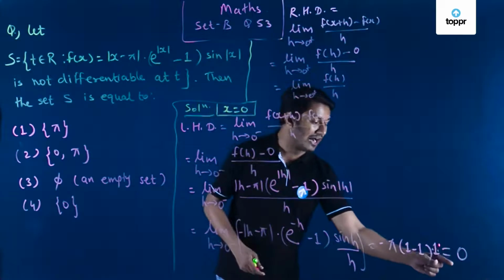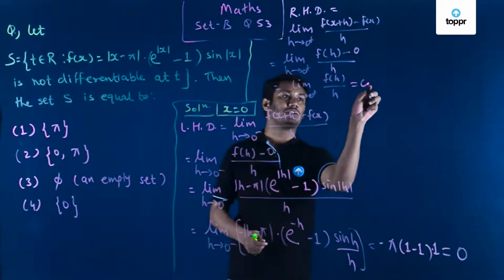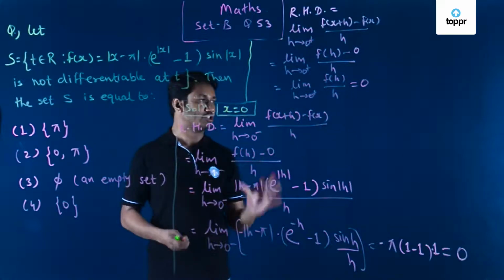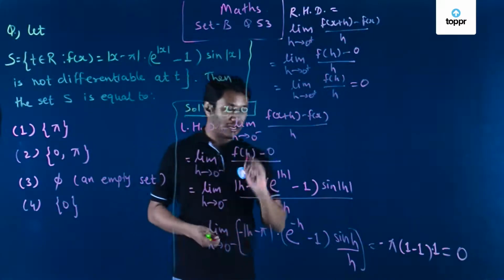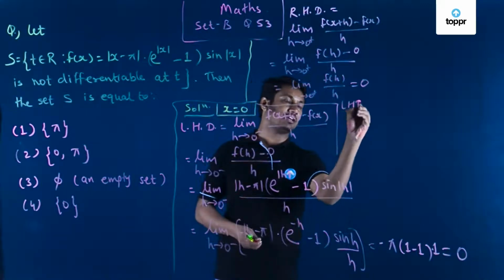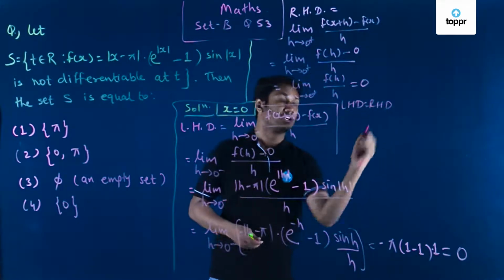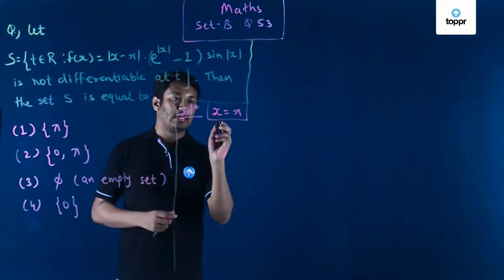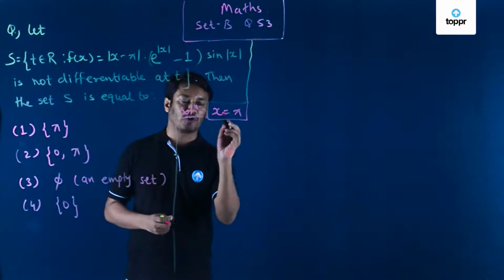But the answer will still be 0, and hence we conclude, without even having to solve, that the right hand derivative is equal to 0, and therefore right hand derivative is equal to left hand derivative. LHD is equal to RHD, and we conclude that the given function is differentiable at x equal to 0. Let us now discuss the differentiability for x equal to pi.